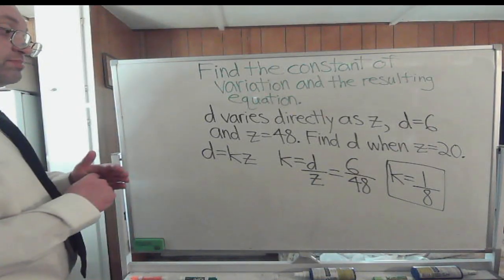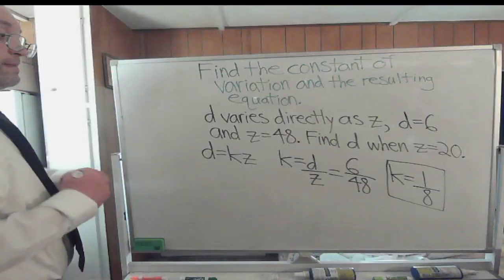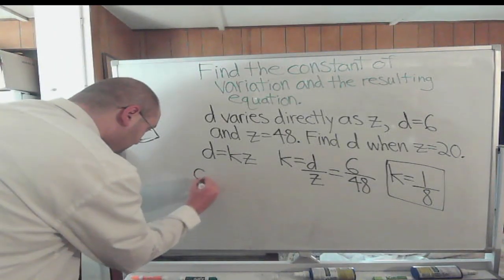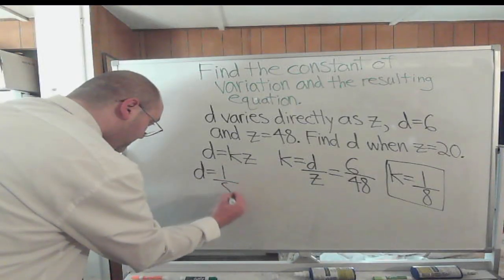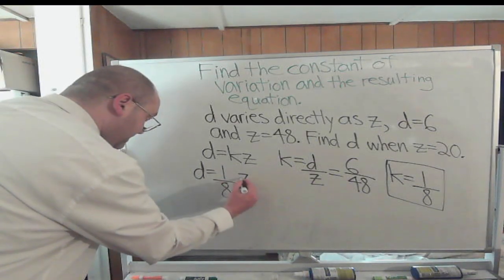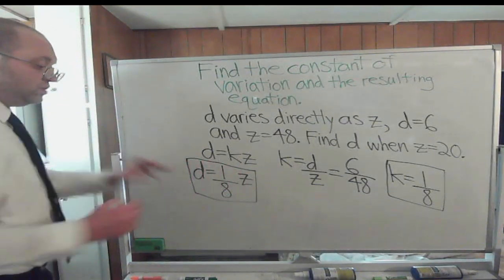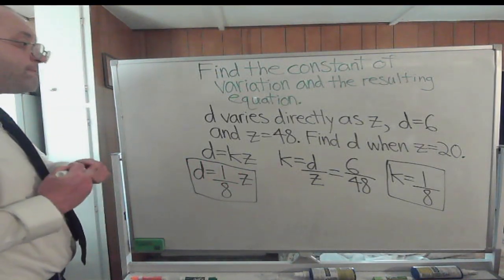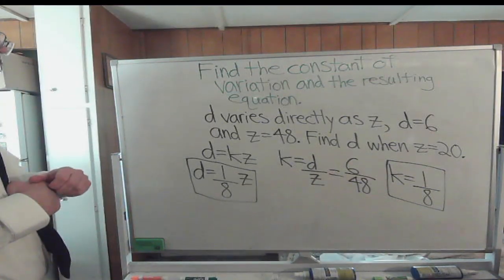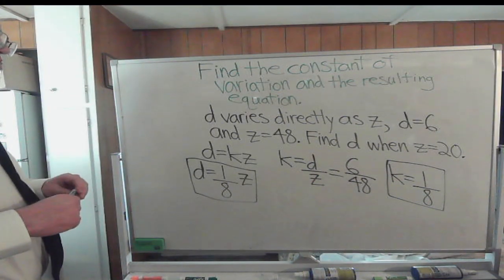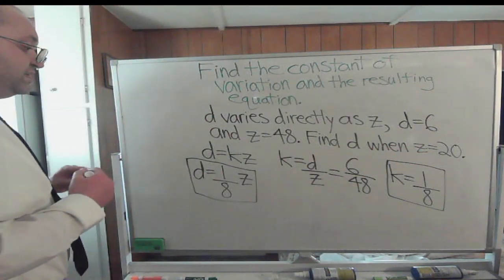Now the next part of the puzzle is to find an equation of direct variation. You're just going to keep the D, but you'll insert the value for your constant of variation being 1/8 times Z. So the equation is going to be D equals 1/8 times Z. Now there is one last part of this to obtain. We want to find out the value of D when Z equals 20. Now we focus on that.